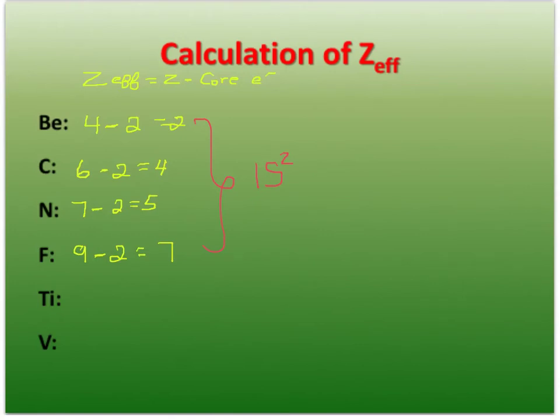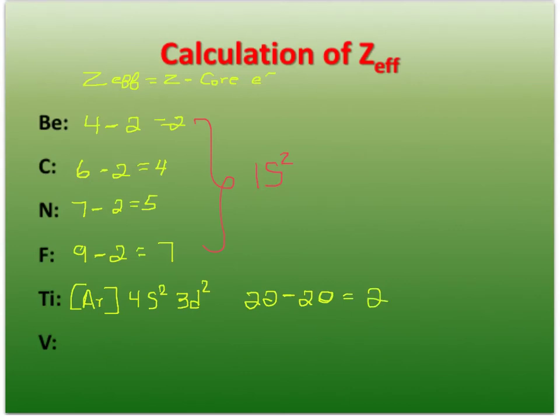So let's look at some transition elements. So titanium and vanadium. Titanium has a configuration of argon 4s2 3d2. Okay? And its atomic number is 22, so if we calculate Zeff, that'd be 22 minus 20, because we have 20 core electrons, because this here is our valence electron, so this will not be factored into our core electrons. So 22 minus 20 gives us 2.